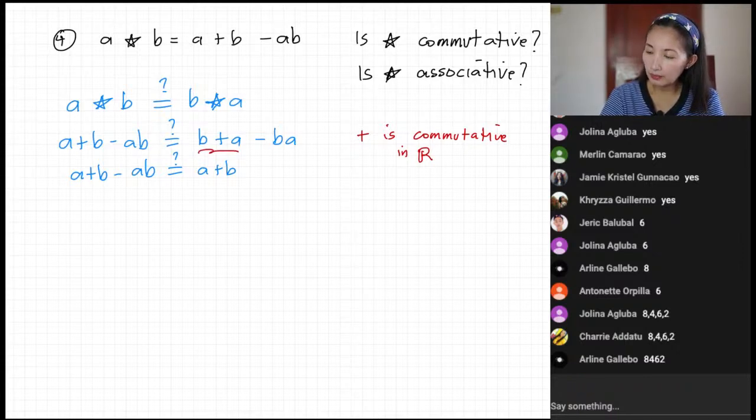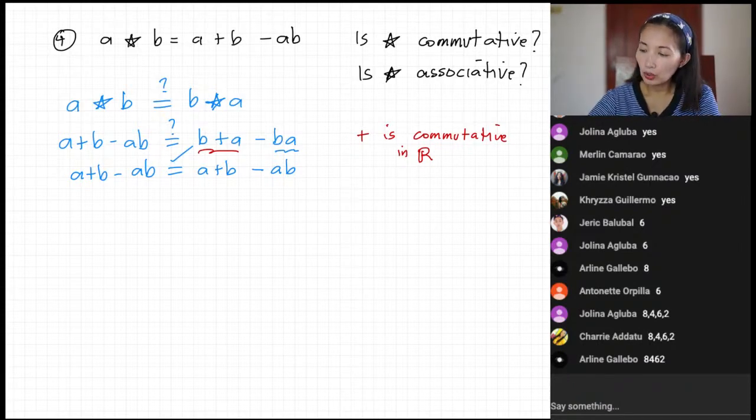In like manner, B and A are real numbers, and you know very well that multiplication is commutative in the set of real numbers. So I could rewrite this also as AB. So the left and the right are now equal. So commutativity is satisfied. Yes, it's commutative. Because our options in the multiple choice are commutative, associative, commutative and associative, not commutative, not associative.